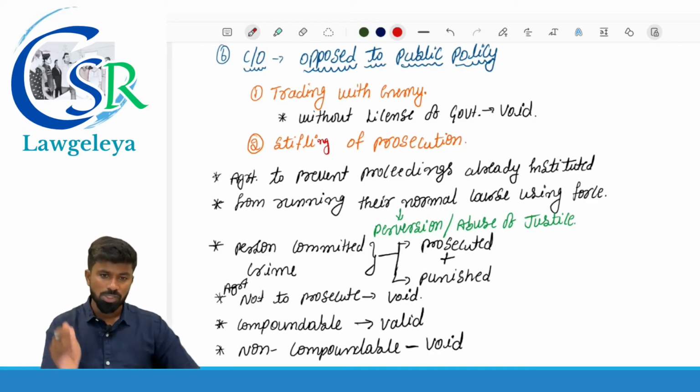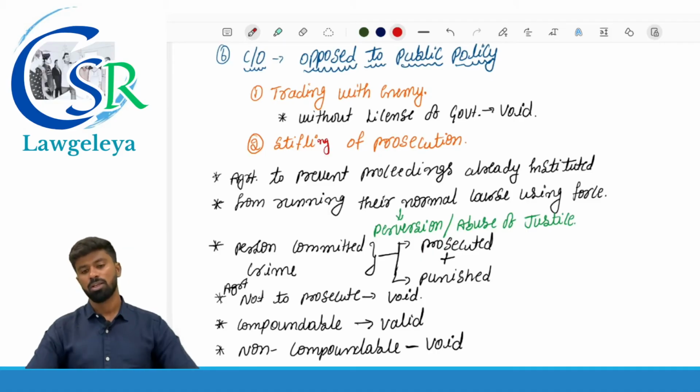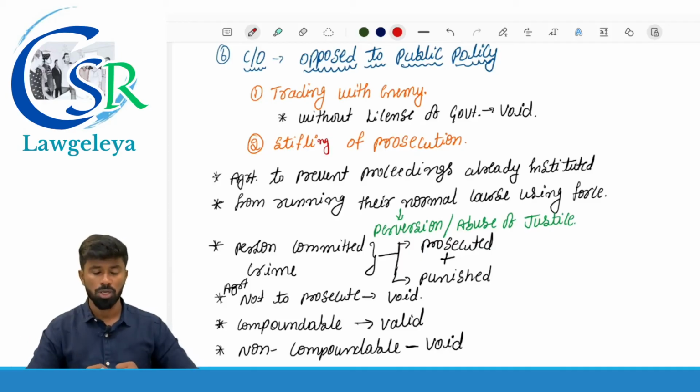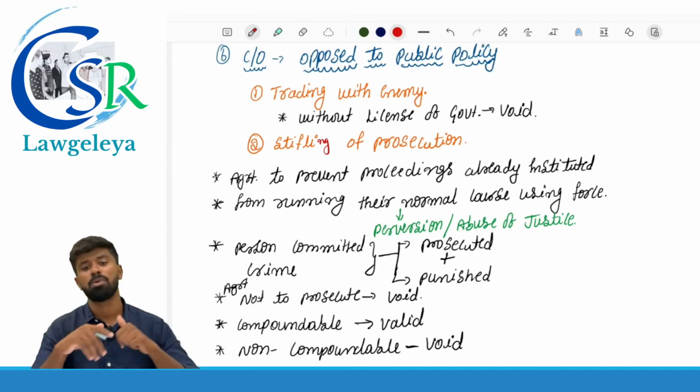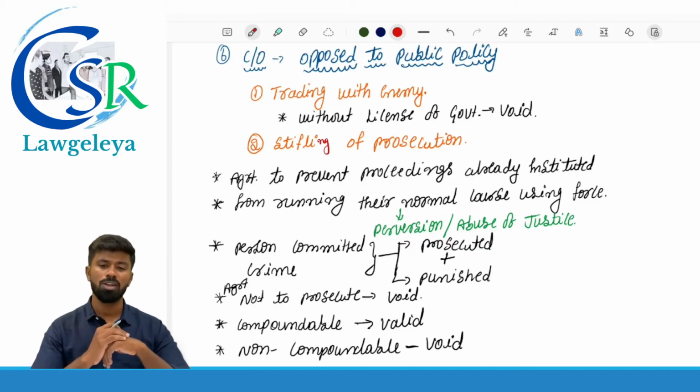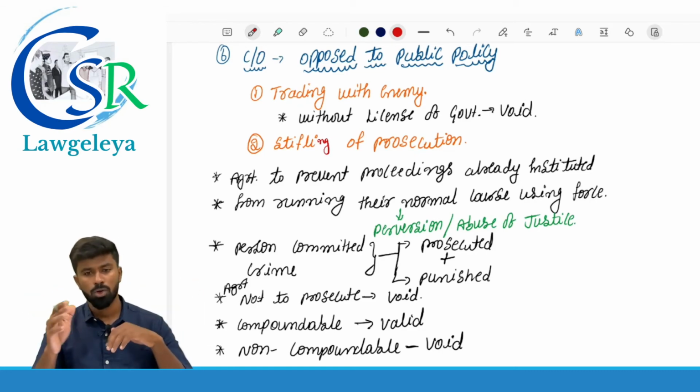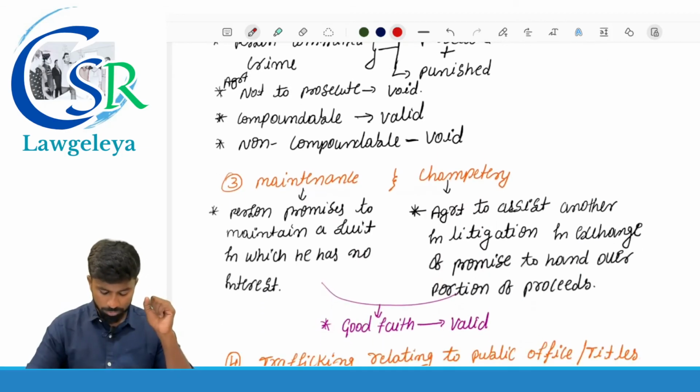If you allow a person to escape after committing a crime, it gives a bad message to society. Everybody will start committing the crime. So any agreement not to prosecute or to drop the prosecution is void and not enforceable by law. So what if it is a compoundable offence, sir? Yes, it is valid. If it is a non-compoundable offence, it is void, not enforceable by law.